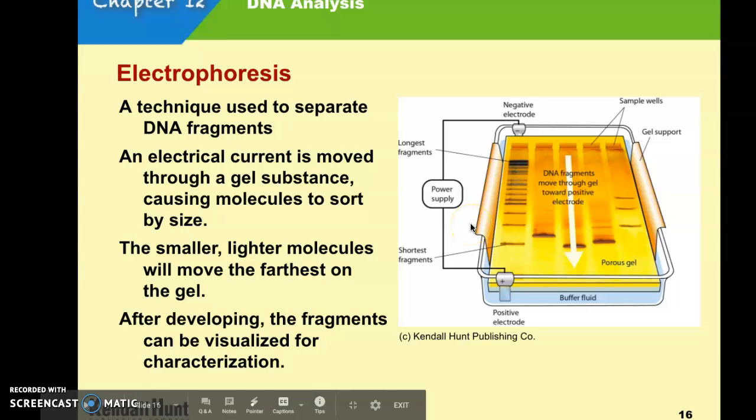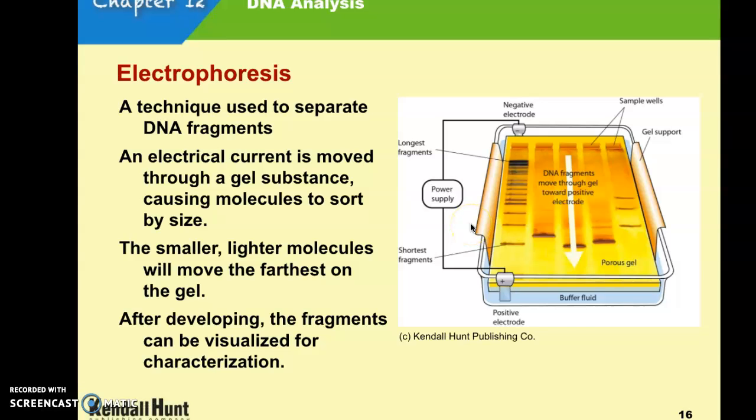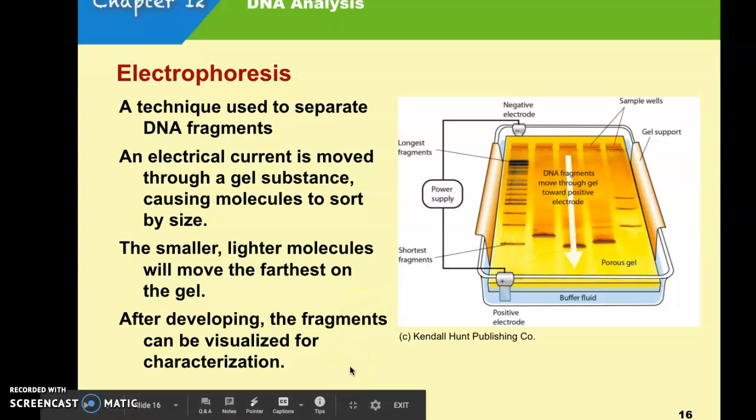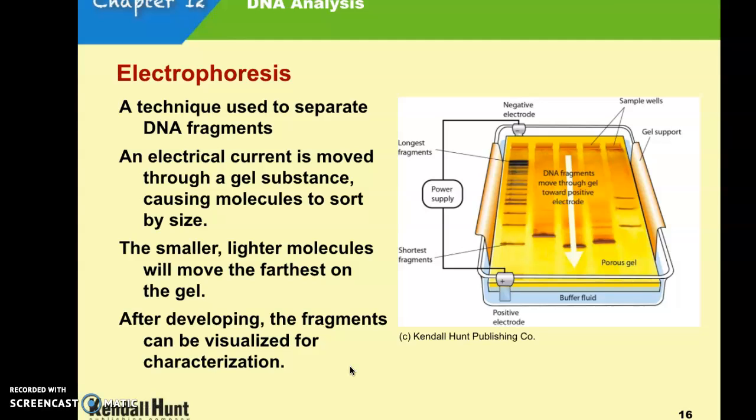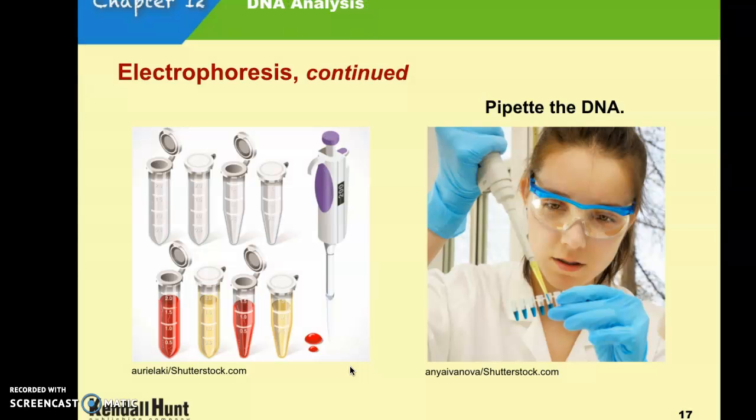Fragments that are the same size should end up in the same spot on the gel even if they're in different wells, and that's why we're able to compare them, because we know basically how far down it'll travel, and we know that how far down it will travel is based on size. A lot of times too they will use what's called a standard that they know how big the pieces are so that they can compare the DNA they've run to it, and it gives them an idea of what size it is. So after developing, the fragments can be visualized for characterization.